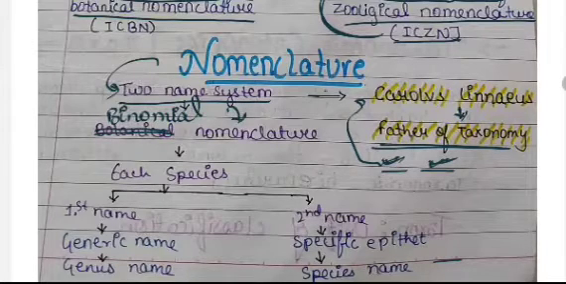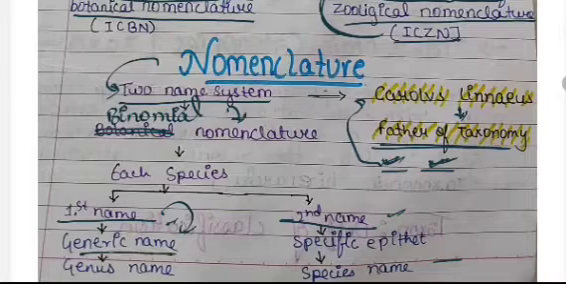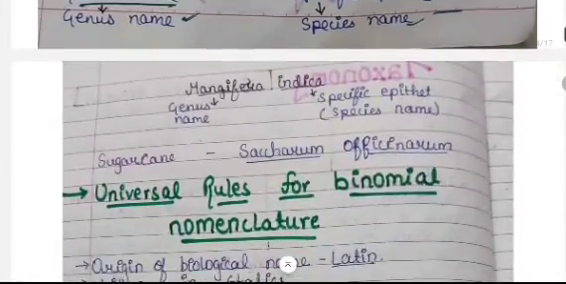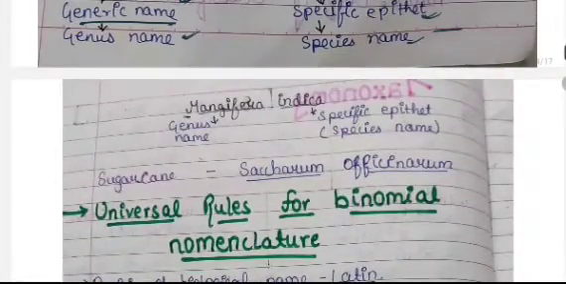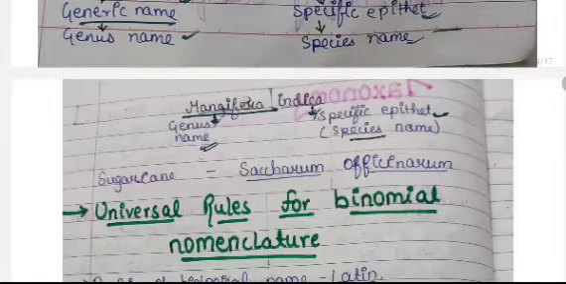Nomenclature is basically a two name system, which is also known as binomial nomenclature. Each name given to the identified species consists of two names. The first name represents the generic name, or the genus, and the second name represents the specific epithet, that is the species name. Suppose in Mangifera indica, Mangifera represents the genus and indica represents the specific epithet or species name.